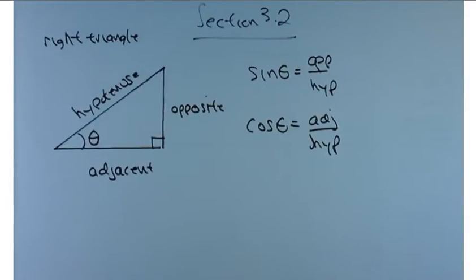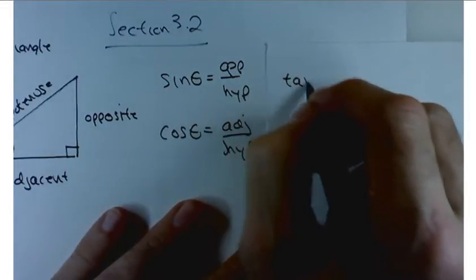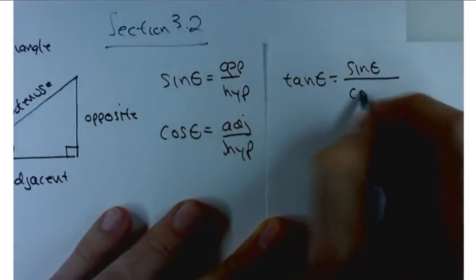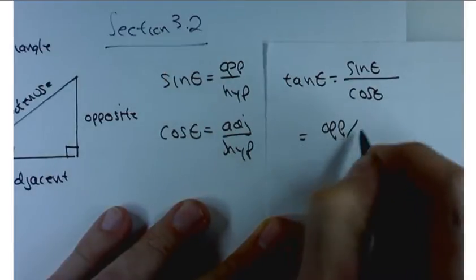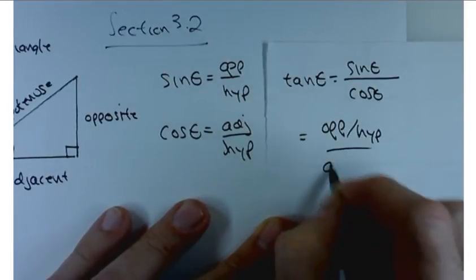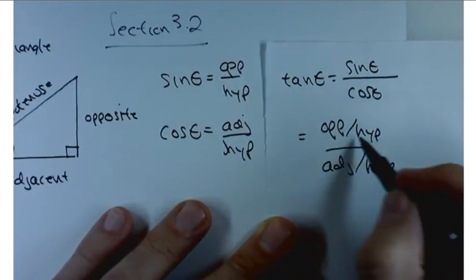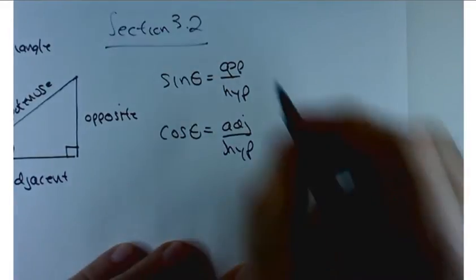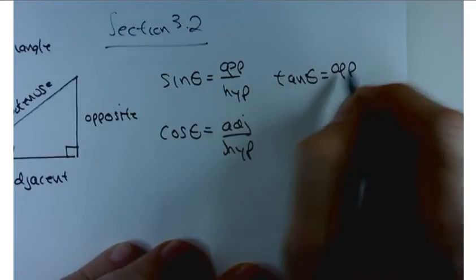And the tangent, well, let's take a look at the tangent for a second. And you don't have to copy this down. But I know that the tangent of theta is the sine of theta over the cosine of theta. Taking these definitions, the opposite over hypotenuse divided by the adjacent over hypotenuse. If you did a little algebra, you'd see the hypotenuse cancels out. So we don't need to know tangent? Well, tangent reduces to opposite over adjacent.